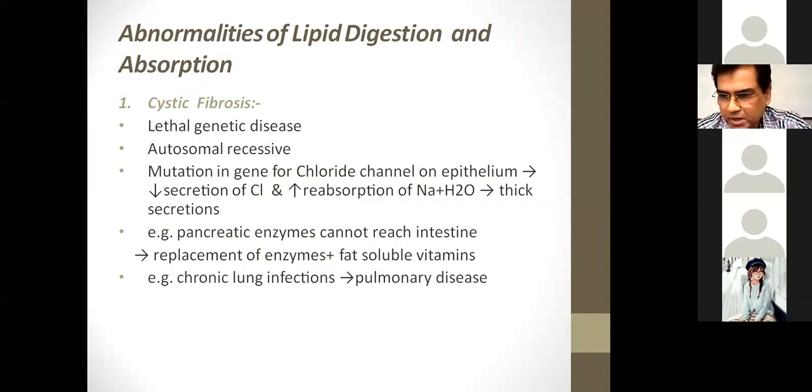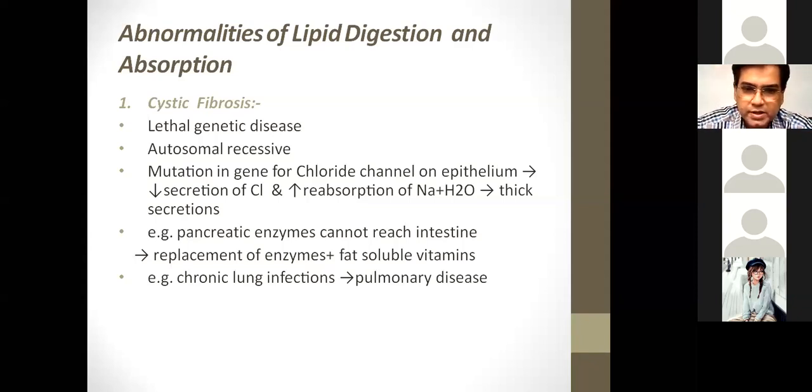Okay. What happens if there are some abnormalities of lipid digestion and absorption? Number one, cystic fibrosis. Cystic fibrosis is a genetic disease. It is an autosomal recessive genetic disease. And what happens in that, there is a mutation in the CFTR gene, for the chloride channel on the epithelial surface. So as a result, there is decreased secretion of chloride and increased reabsorption of water. So as a result, the secretions from the mucous glands become thick.